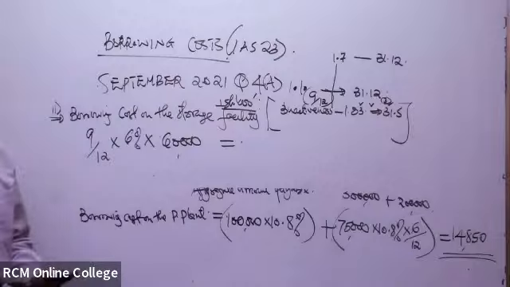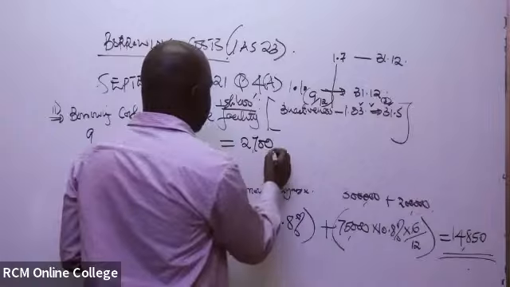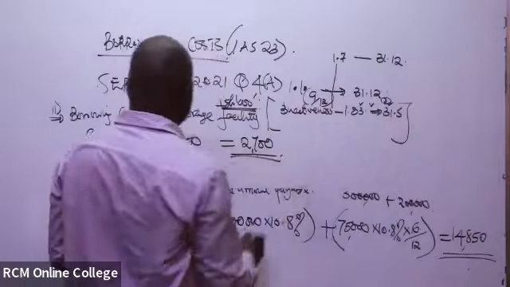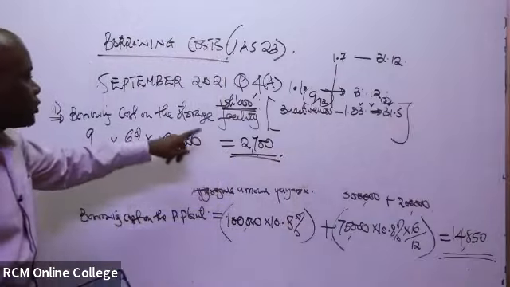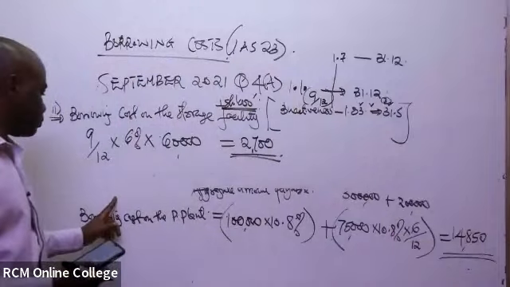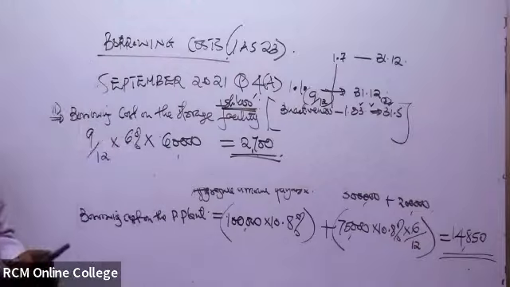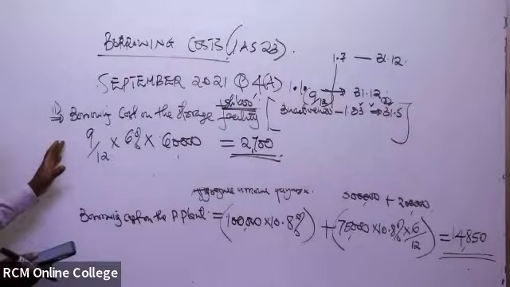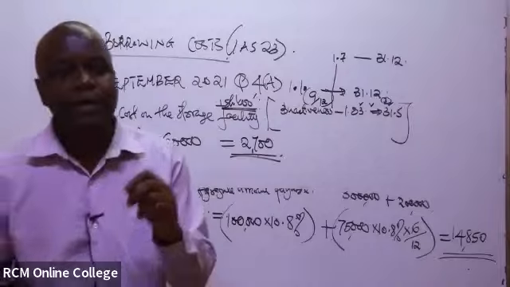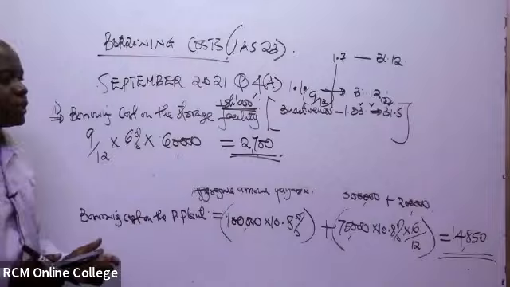It is 2,700,000. So the figures are in thousands. So this is the borrowing cost to be capitalized for the storage facility. And of course, this is the borrowing cost to be capitalized for the plant, the plant that was to be constructed. So that is basically how you determine borrowing cost. Whenever an asset has been financed by 2 loans, you have to determine the capitalization rate that you use to compute the borrowing cost.